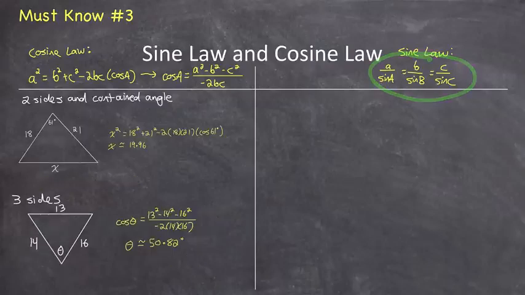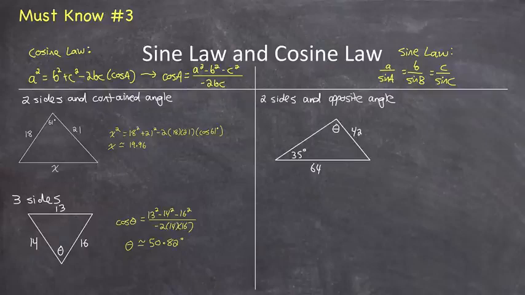Sine law can be used when you know two sides and an angle opposite from one of the two sides. Based on sine law, I know that the ratio of 64 divided by sine of its opposite angle would be equal to the ratio of 42 divided by sine of its opposite angle.